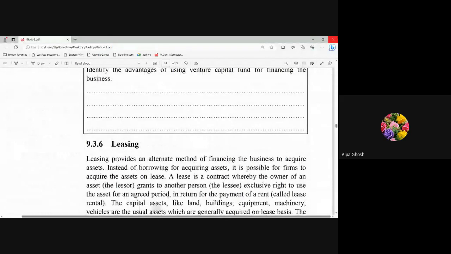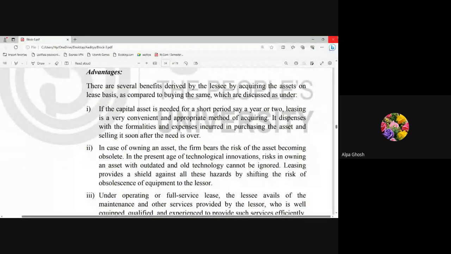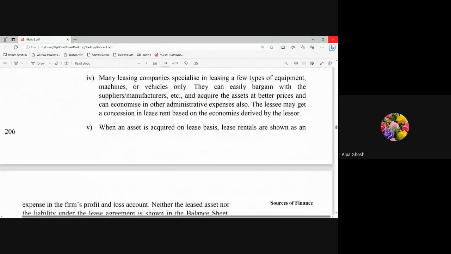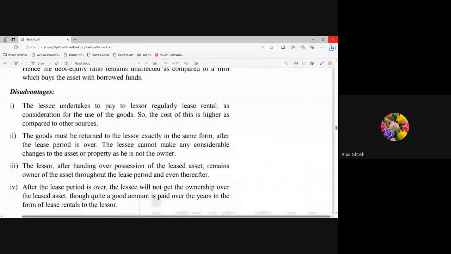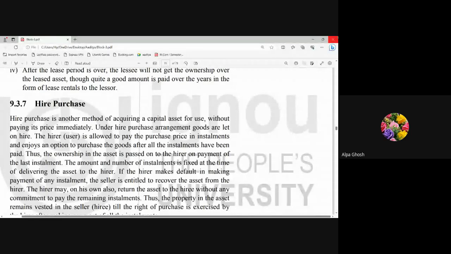So these are the leasing. Leasing means you are giving your asset to be used for a particular period. You are allowing the asset of yours to be used by others as a lease agreement against lease rent. Hire purchase: you purchase an asset, give it to others for use, and against that they pay you every month an installment along with the interest, and the ownership is transferred to the purchaser only when the last installment is paid.